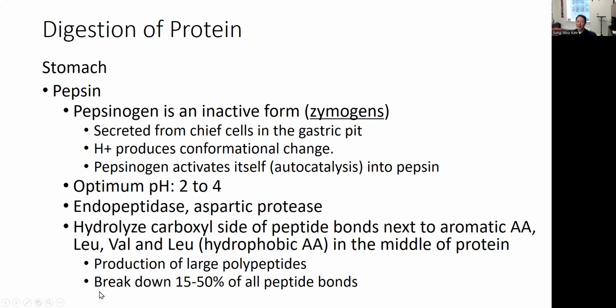And it breaks down about 15 to 50% of all peptide bonds. So pepsin is very important, but it doesn't do complete digestion of protein at all. It will just cause the initial digestion.